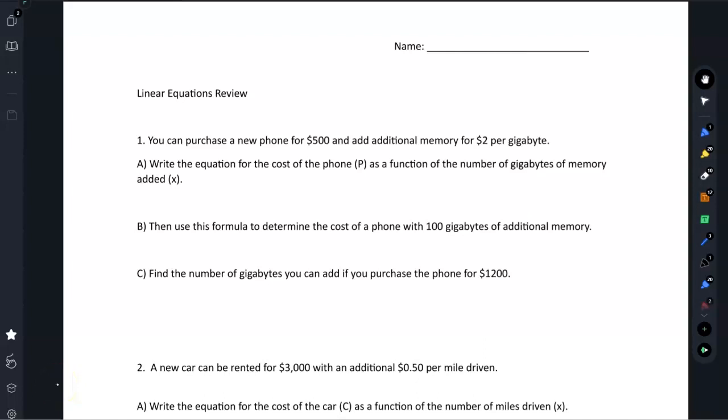Hey, in this document, I'm going to do all the odd ones and ask you to do all the even ones. We're going to go back and do one more review on linear equations. I've spoken with the Math 143 instructor, and he's asked that we go through this one more time.